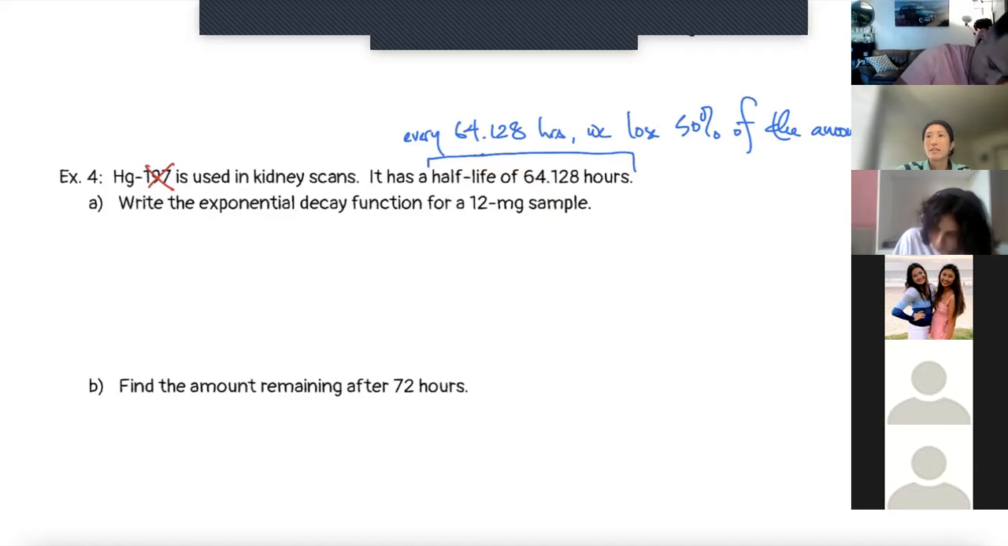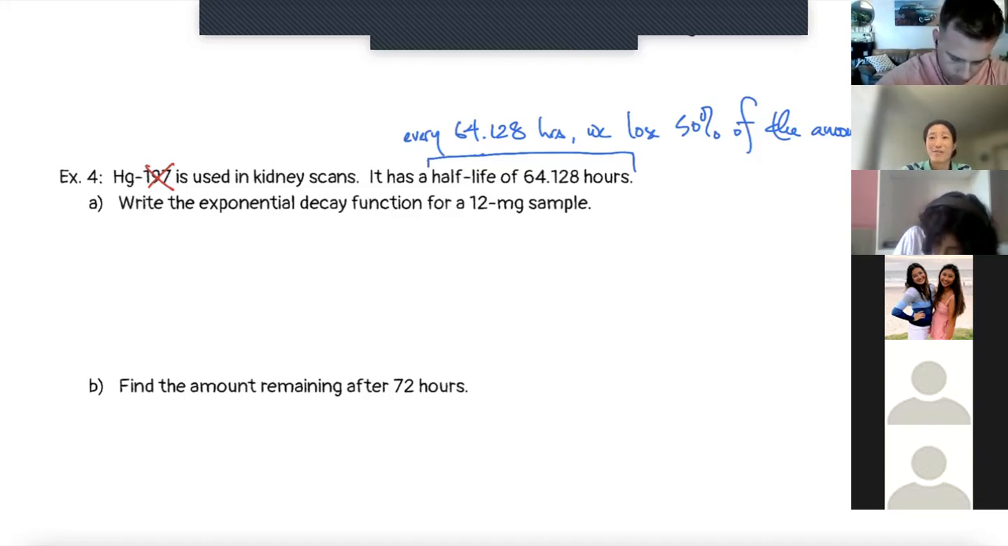Okay, that's a good guess. What's your reasoning for 1.5? No, I wasn't asking for B. I was asking, if we have 12 milligrams to start, how much will we have after one half-life? So in other words, after 64.128 hours, how much do we have left?